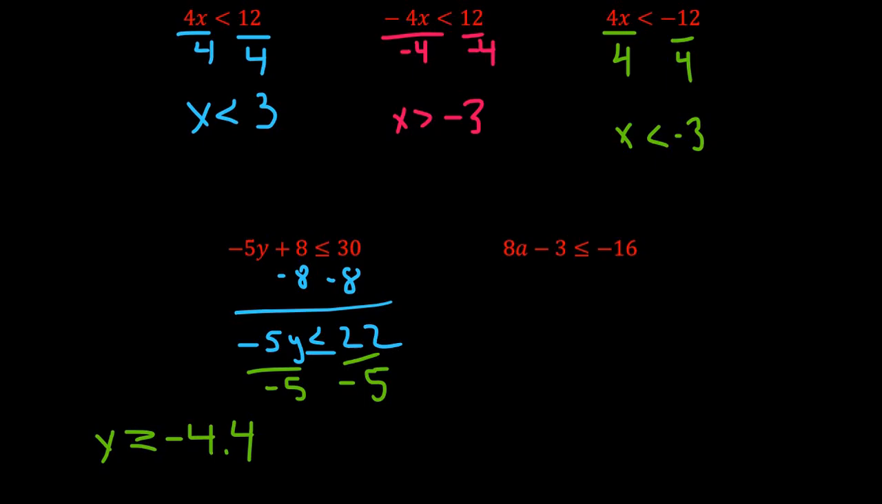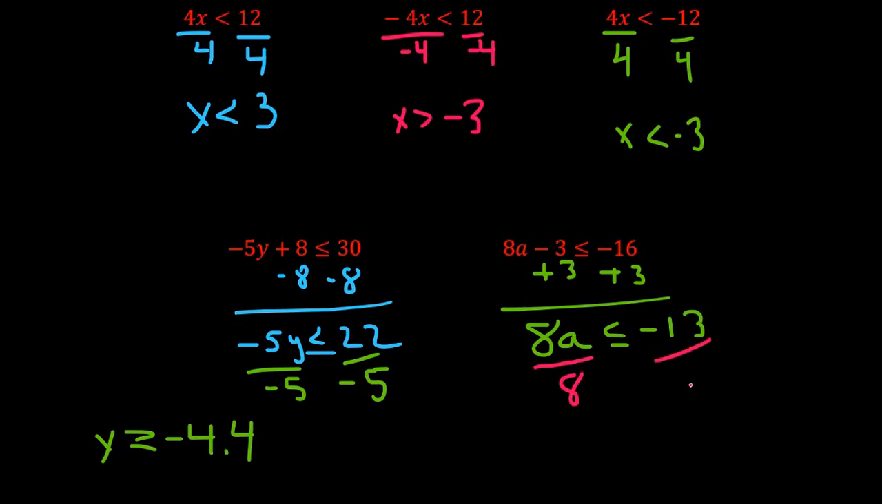And this last one, get rid of the stuff that's on the same side of the inequality but not touching the letter. That's the negative 3. So the opposite of that is adding 3. So we add 3 to both sides. That's going to give us 8a is less than or equal to negative 13. Then we divide both sides by 8. We're not going to flip the way the inequality is pointing.